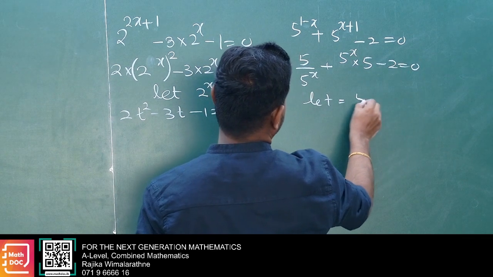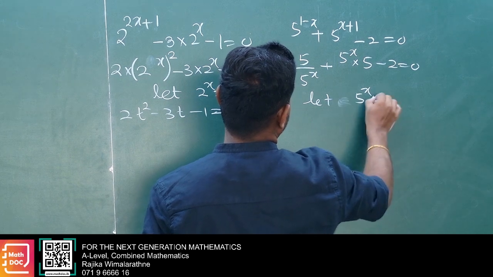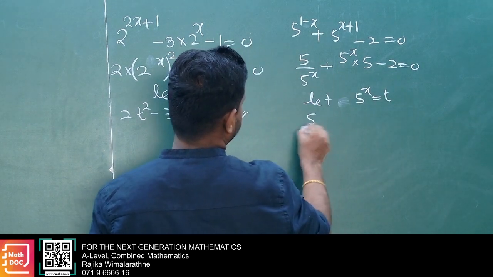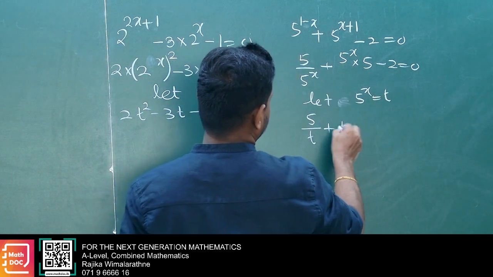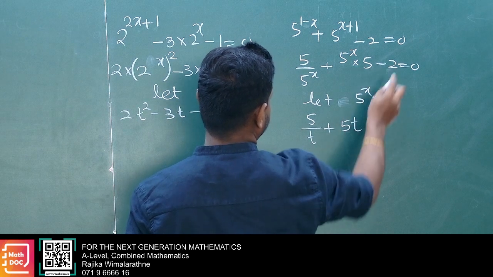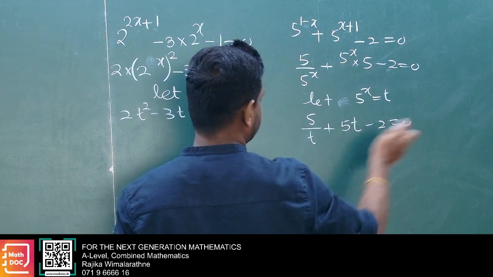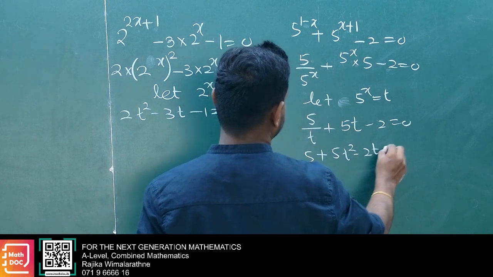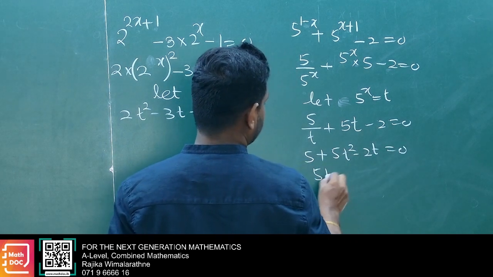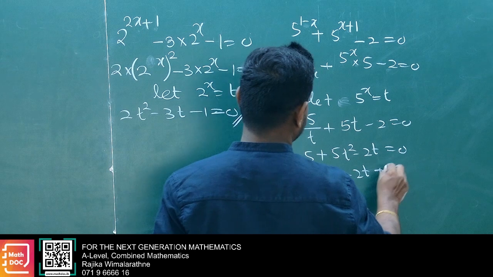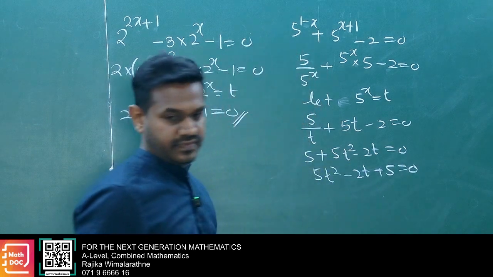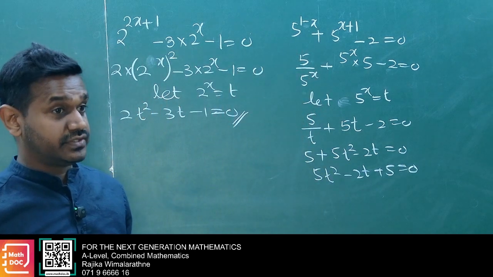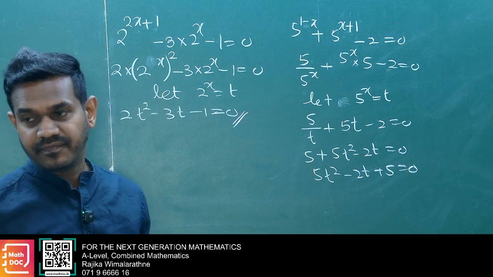Now take substitution, 5 to the power x equals t. Then 5 over t, here 5t minus 2 equals 0. Now multiply by t. 5 plus 5t squared minus 2t equals 0. Then 5t squared minus 2t plus 5 equals 0. Likewise, we can reduce. Okay.